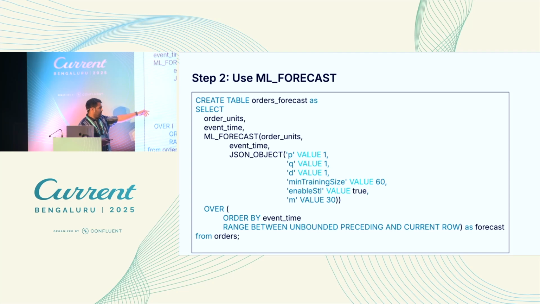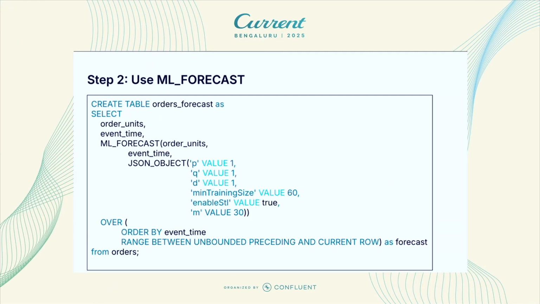The seasonality part is controlled using those, and we have default values for all of them. So if you forget to put in any, we'll figure out what the best value should be.